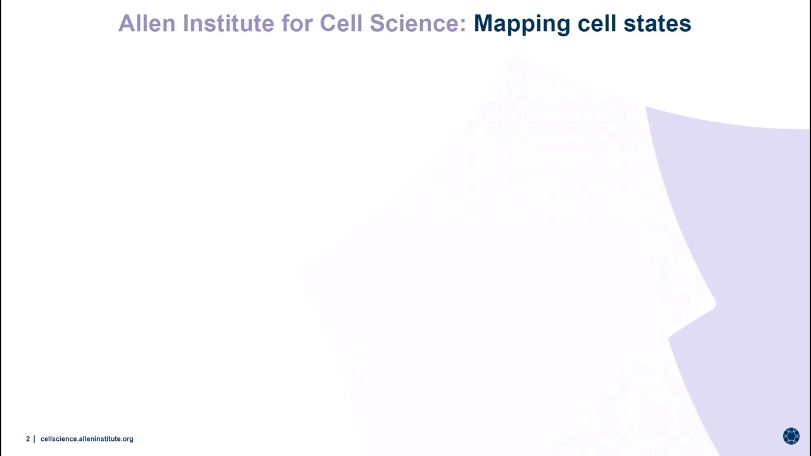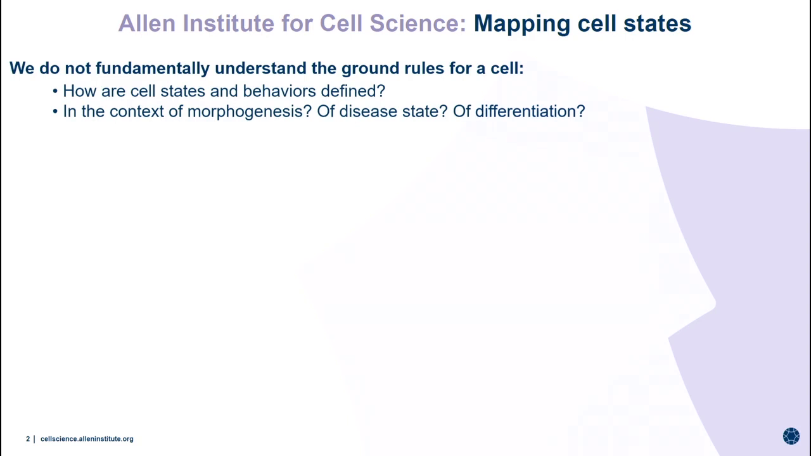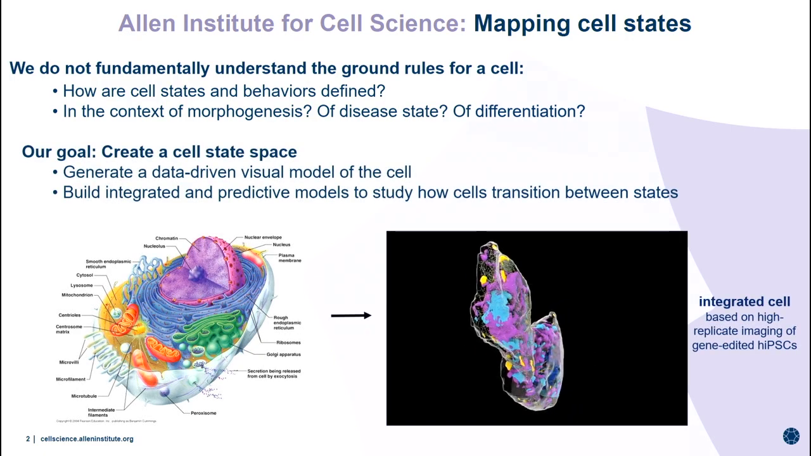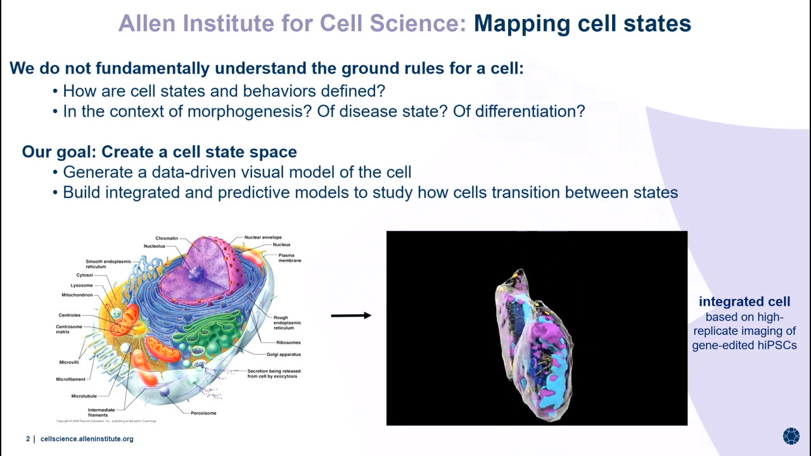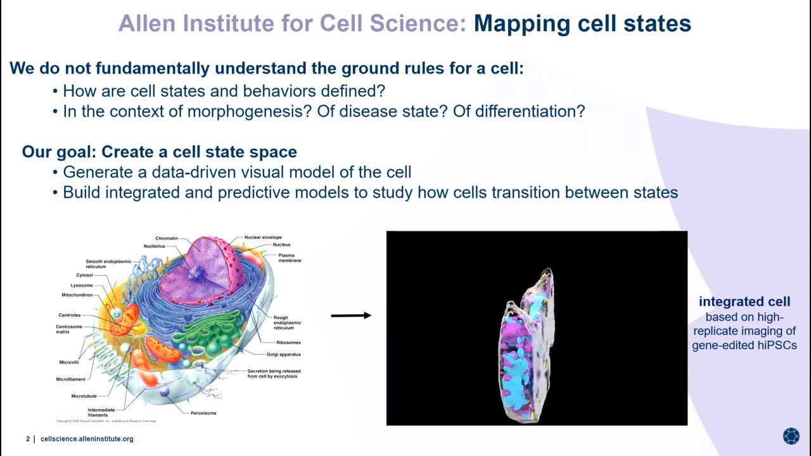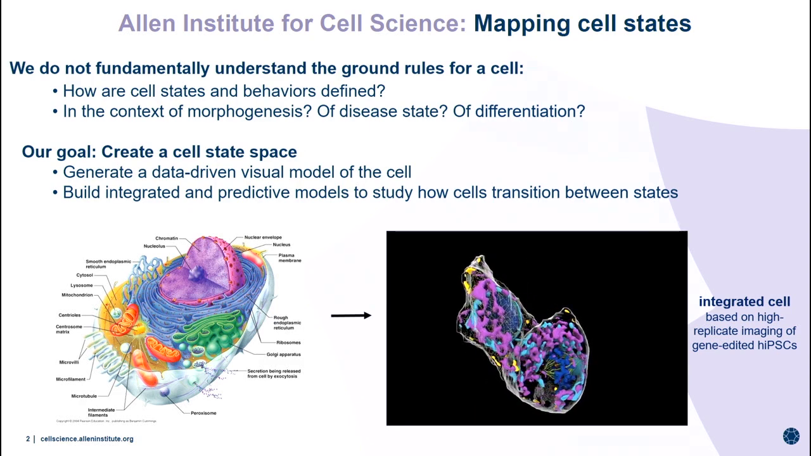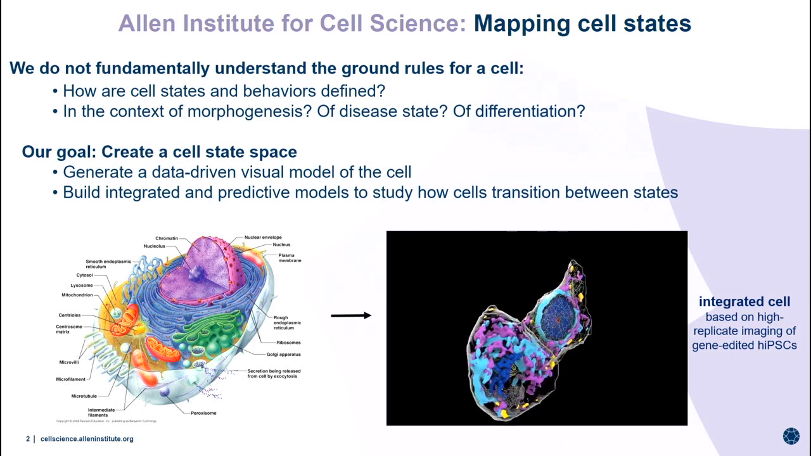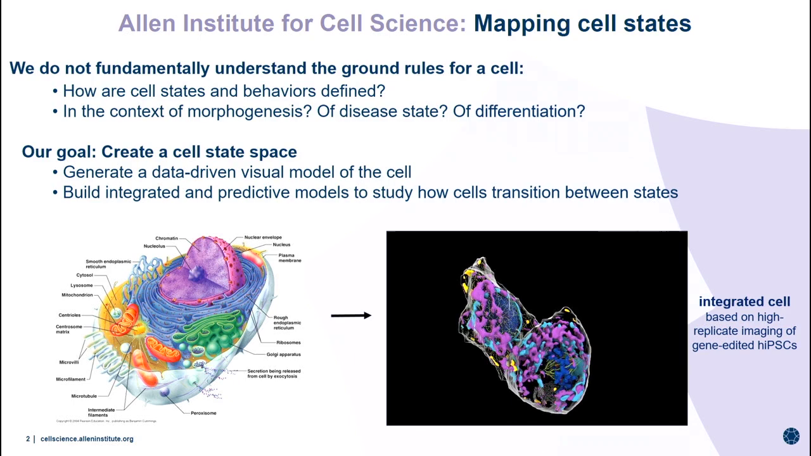Hopefully some of you were here for Rick's introduction this morning, and you saw some of the motivation for what we're trying to do at the Institute. Overall, we're trying to better understand how cell states and behaviors are defined, and how these ground rules change in the context of morphogenesis, disease state, and differentiation. Our overall goal is to generate a data-driven and visual model of the cell, by doing high replicate imaging and building predictive models, integrating these different structures to see how cells transition between different states.